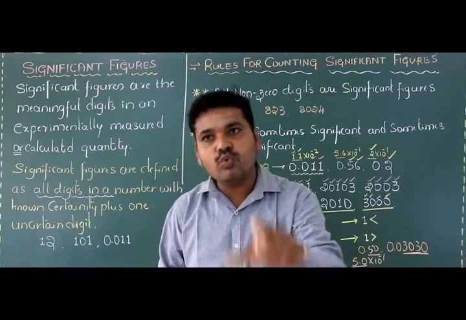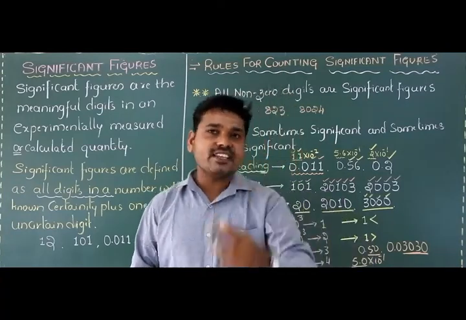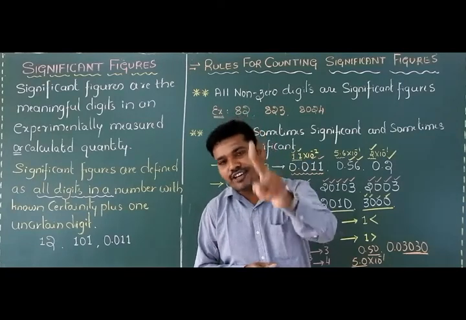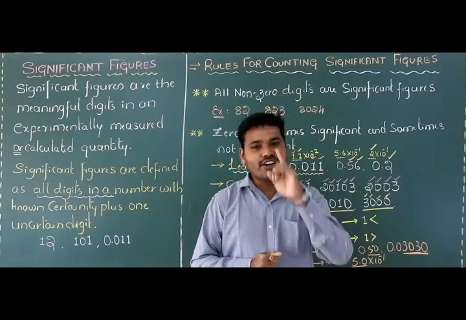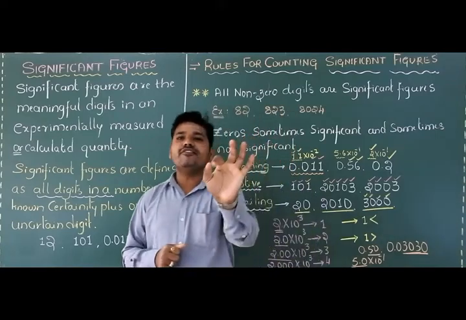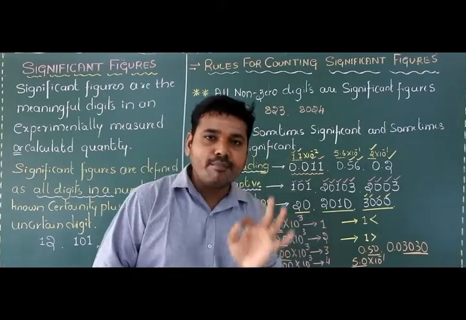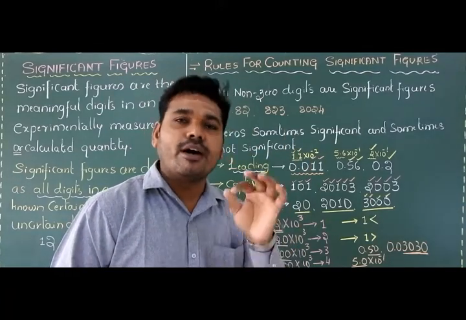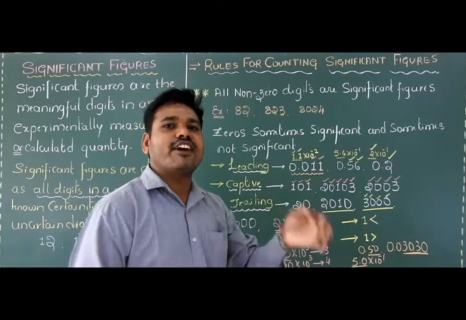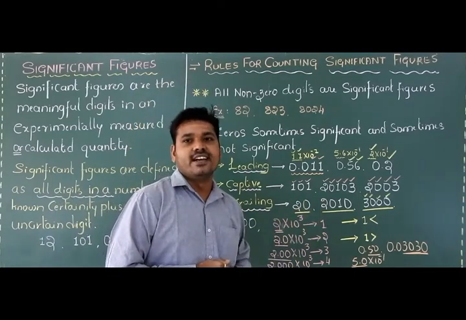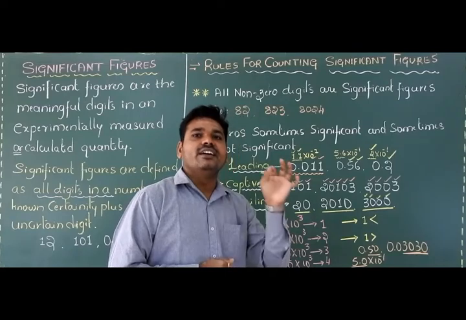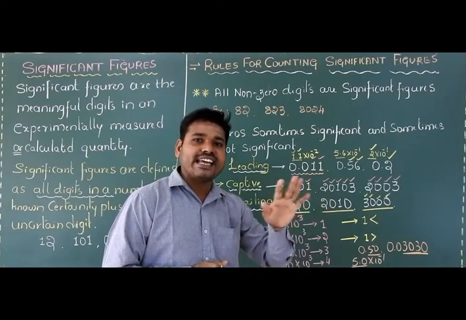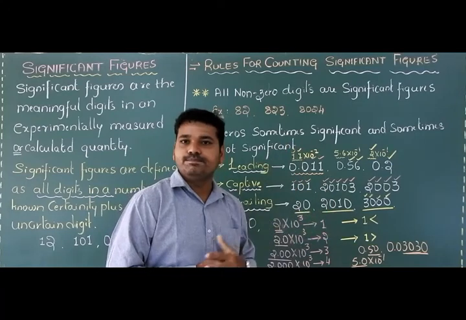And in case of rounding of numbers, we use 2 important rules. The first important rule is, if the number is less than 5, in such cases the preceding digit remains the same. There is no change in the preceding digit, it remains the same only.